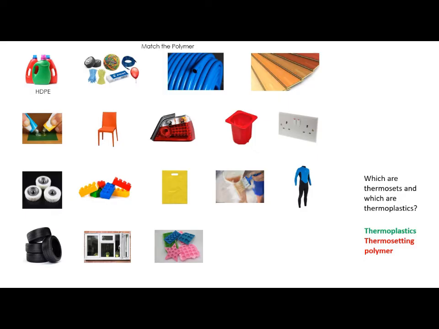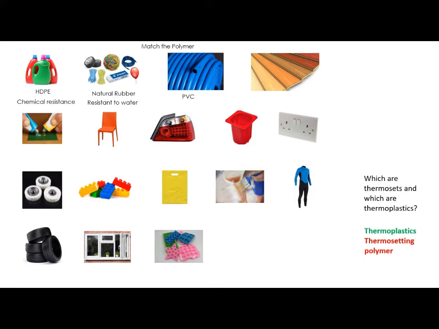High density polyethylene is quite commonly used for bleach bottles because it's got good chemical resistance. We've got natural rubber, which is really resistant to water. We are going to go through these polymers in a little bit more detail in a moment, but if you've had a go at this activity, I thought I'd show you the answers.